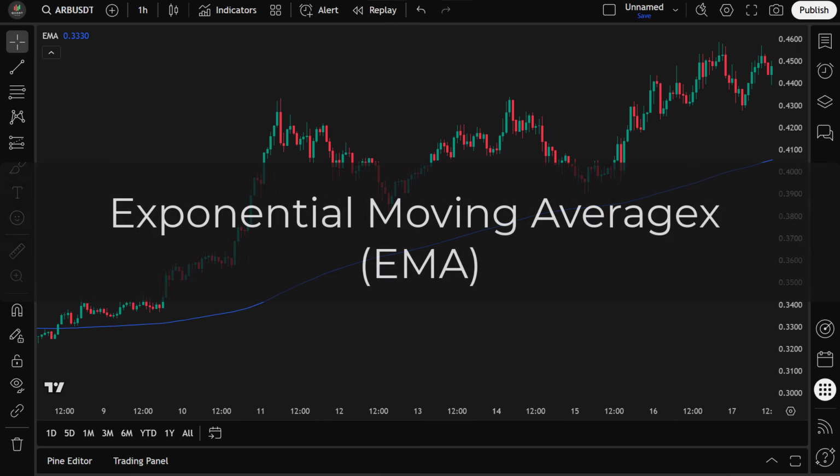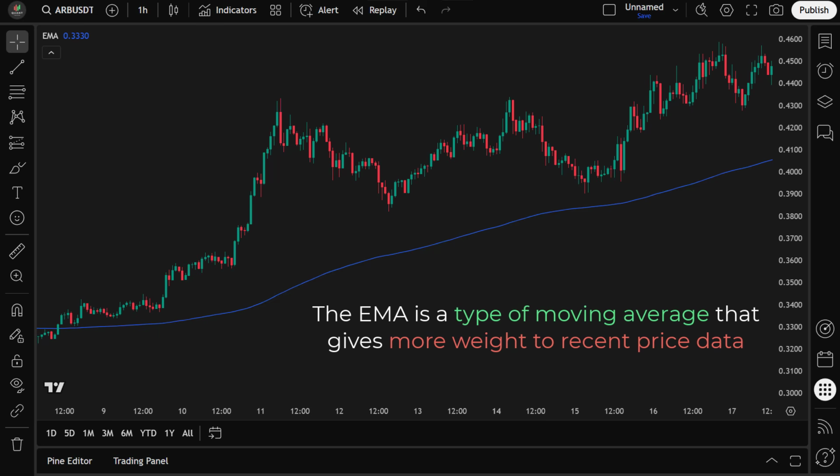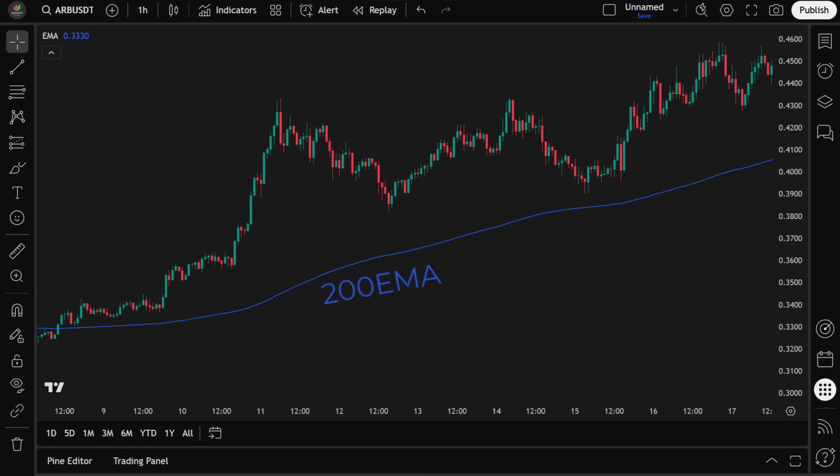3. Exponential Moving Average. Next up, let's talk about the EMA, the Exponential Moving Average. The EMA is a type of moving average that gives more weight to recent price data, making it more responsive to current market movements compared to a simple moving average. In this strategy, we'll be using the 200 EMA as a key trend filter.